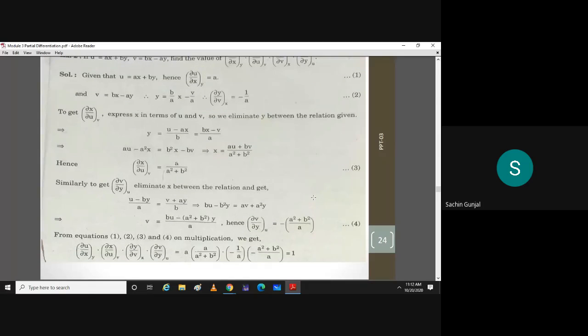Now just substitute these values. ∂x/∂u with v constant is a/(a² + b²). Then ∂y/∂v with x constant is −1/a, and ∂v/∂y treating u constant is −(a² + b²)/a. So everything gets cancelled and you have the answer as 1.